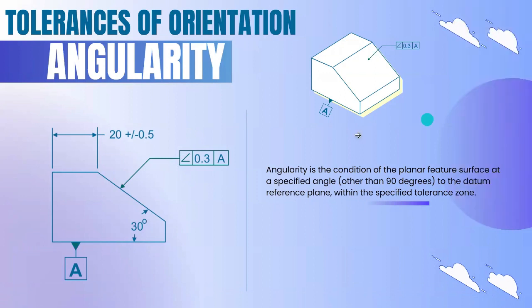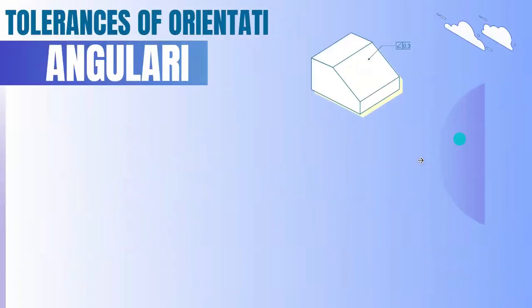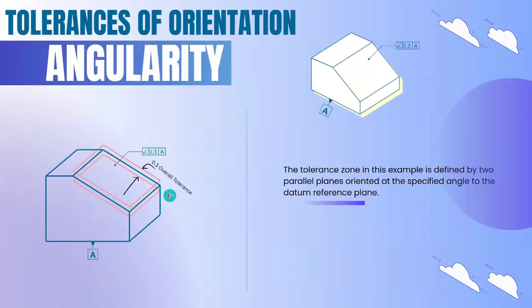So here the angularity is for a planar feature. At an angle other than 90 degrees, we're going to check that the surface is within the tolerance with respect to the datum. For this scenario, the tolerance will act as two parallel planes because the feature is a surface plane. Here in the 3D view, you can see it clearly. So the overall tolerance will be 0.3.